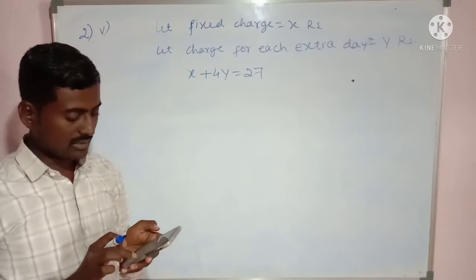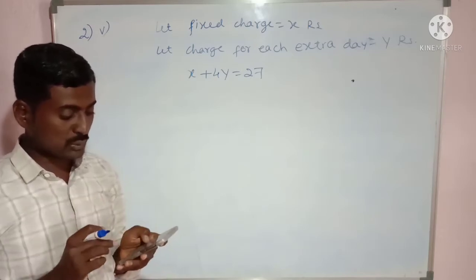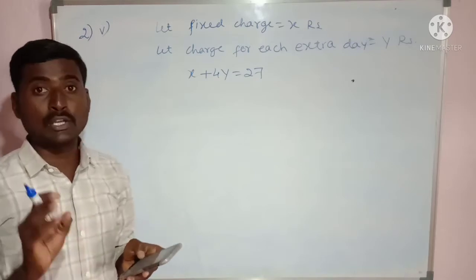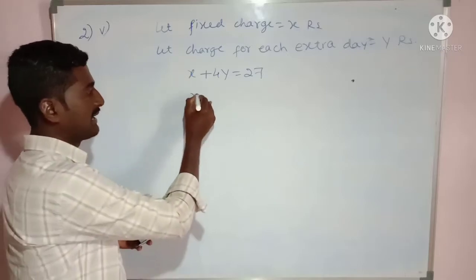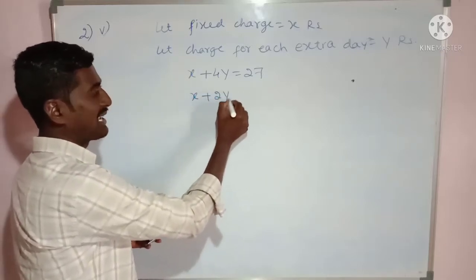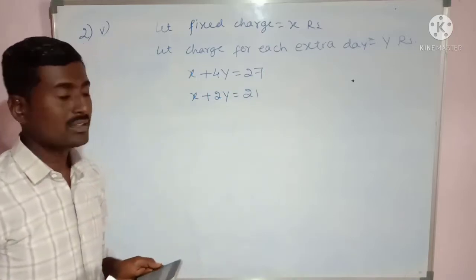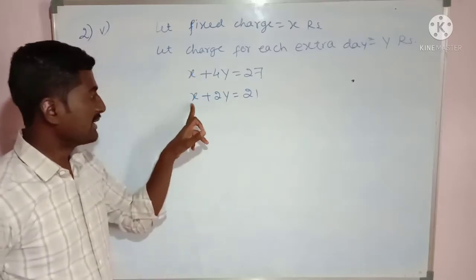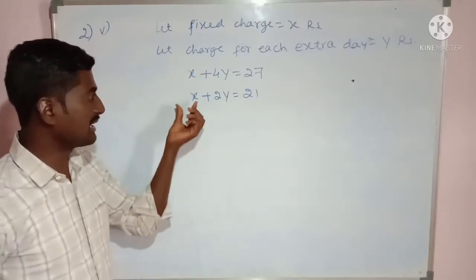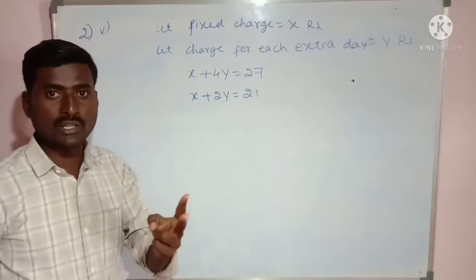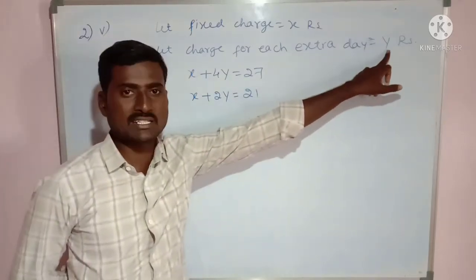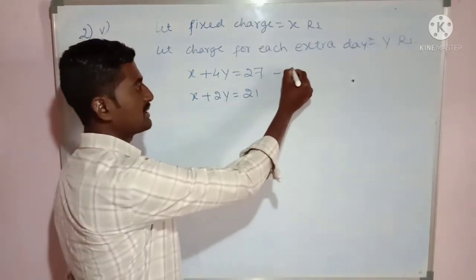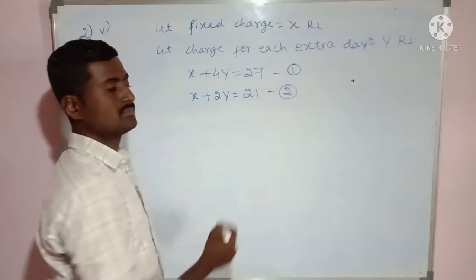That is for Sarita. Then for Susi, she paid 21 rupees for a book kept for 5 days. How can I write it? x plus 2y is equal to 21. Am I right? x plus 2y, because she kept it for 5 days. x is the fixed charge for 3 days, which is already considered here. For the remaining 2 days the charge per day is y, so 2y. x plus 2y equals 21. This is the first equation and this is the second equation.